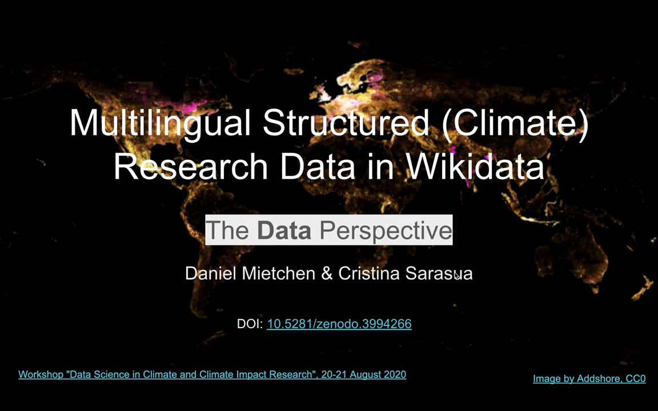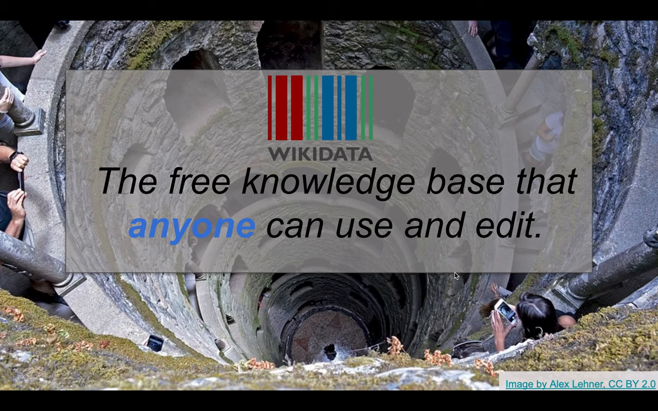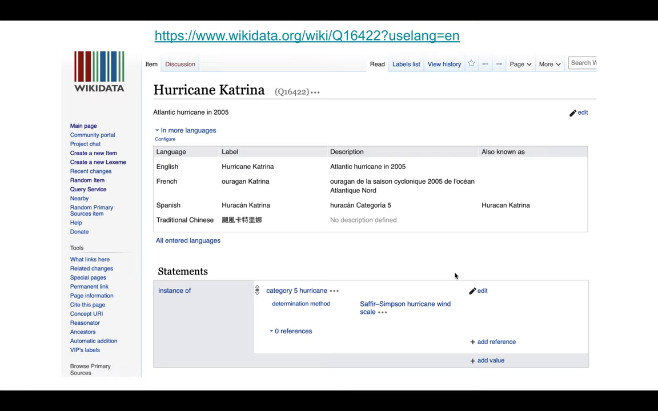And in case you did not have a chance to listen to her talk, I will do a brief recap and then look at essentially the same infrastructure from the data perspective. So the most important thing to remember from her talk is that Wikidata is a free knowledge base that anyone can use and edit, and lots of people do so, and you're invited to do it as well. An example that she gave was about Hurricane Katrina, and so here is an example of how this is modeled.